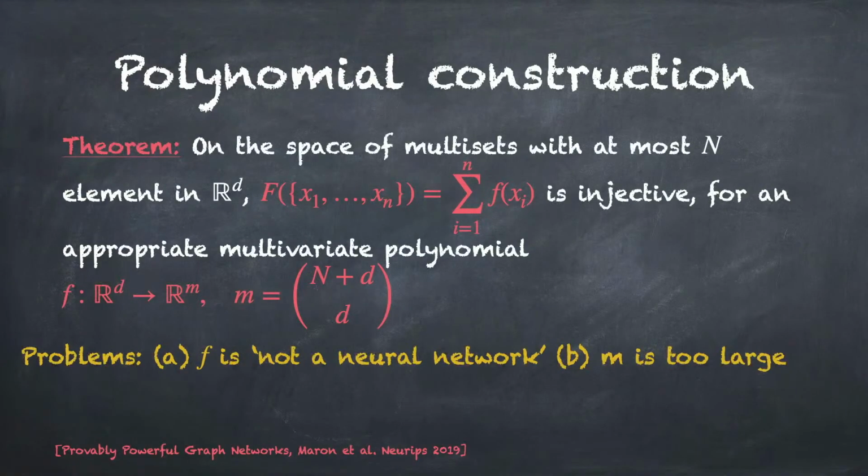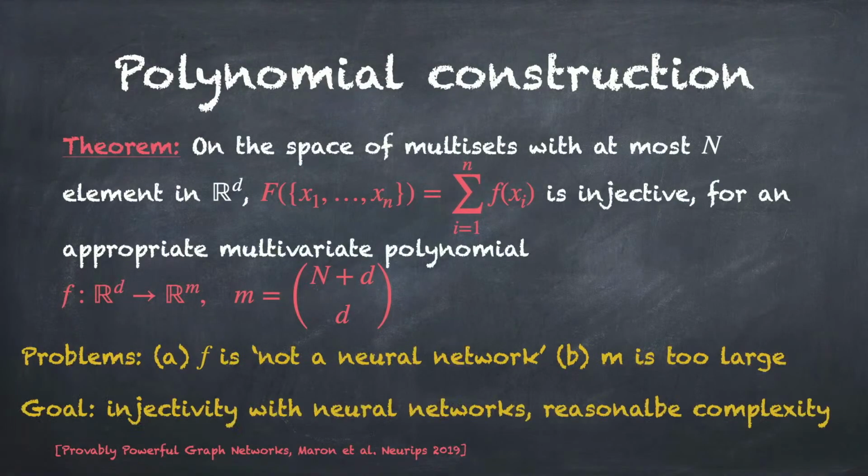And the second problem is that f itself, the output dimension of f, is very large. It's sort of exponential in n and d. Okay, so we want to address both of these problems. So we want to get injectivity where this f is actually a neural network, not a polynomial or anything like that. And we want this to have some reasonable complexity, linear or polynomial, say, in n and d. Okay, so that's our goal.